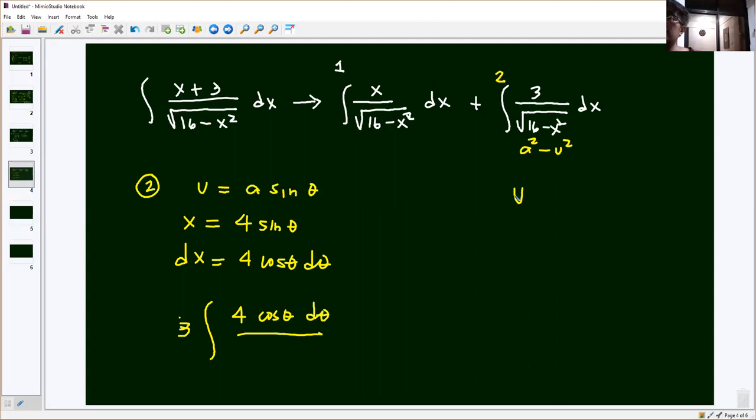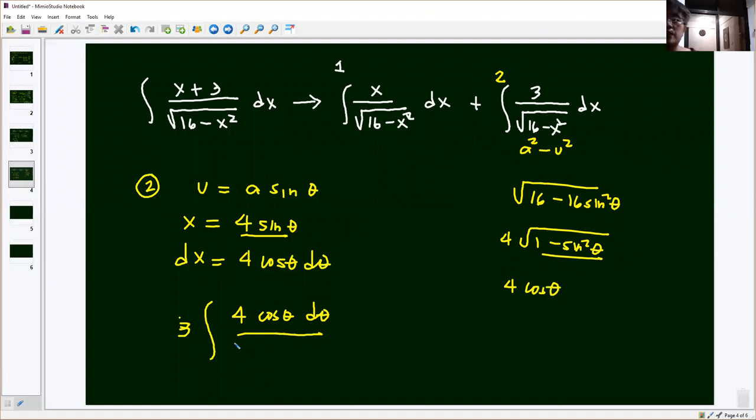Now, square root of 16 minus x squared would become 16 minus, when you square this, 16 sine squared. So 16 outside is 4. You know, magiging ganyan yan. And you know, cosine squared yan. So 4 cosine. So as you can see, pares na pares tong integral number 2 sa nauna kong example, which is 1 d theta. So mangyayari, this is just 3 theta plus c.